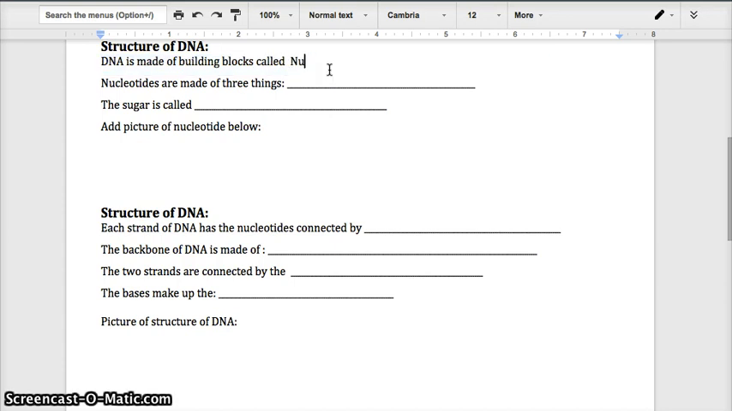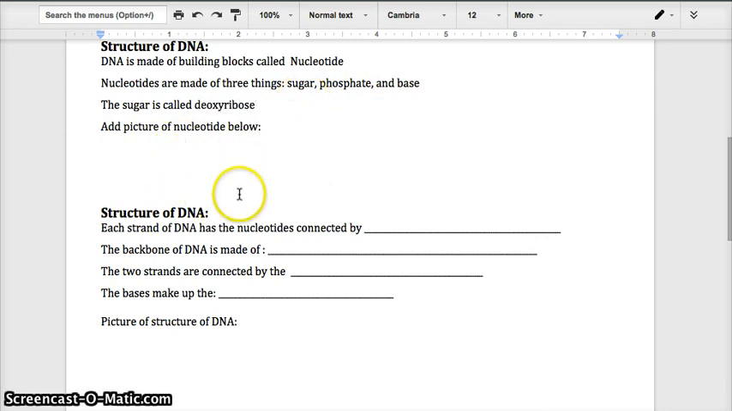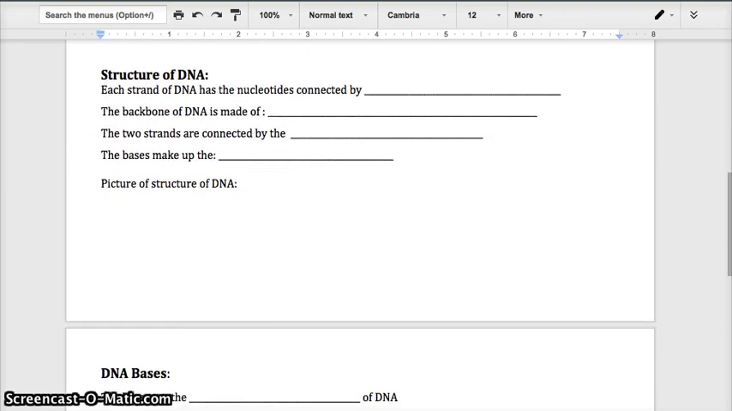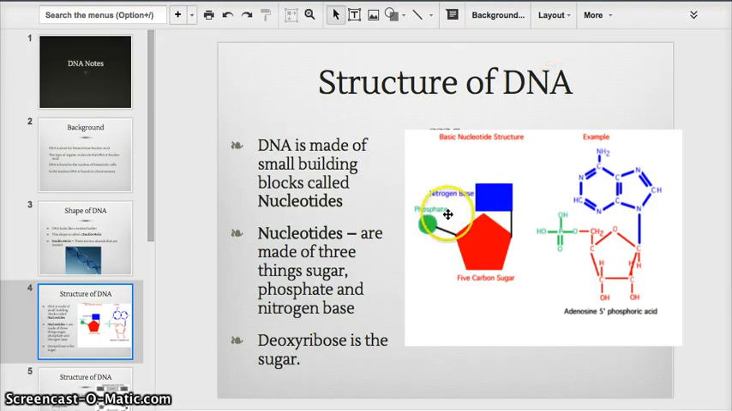Once we finish putting these down, you're going to have to put another picture of a nucleotide here and make sure you identify the three things. And remember the sugar is called deoxyribose. Then again, put a picture of a nucleotide here and label the three parts. So again, that should be review.